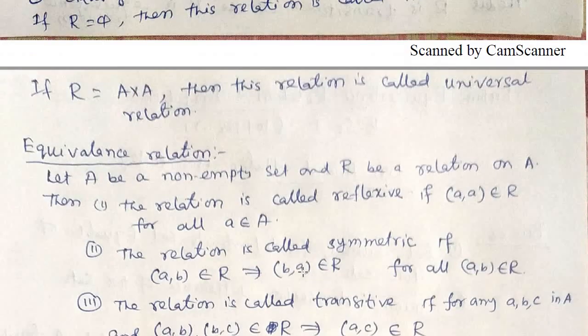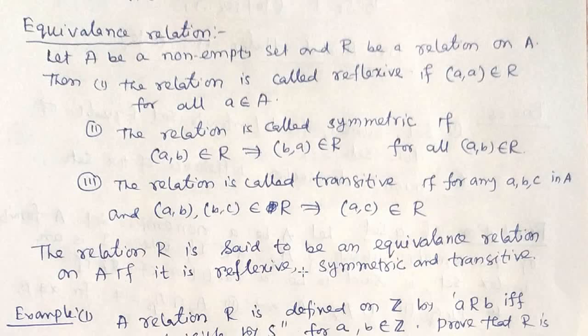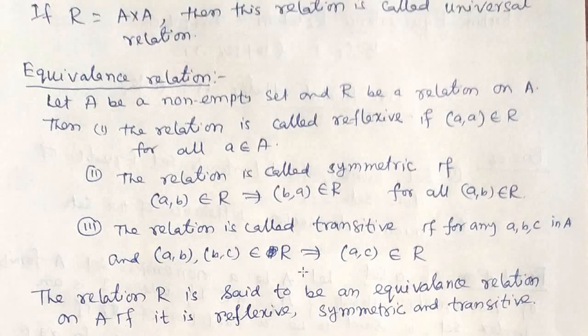Now come to the definition of equivalence relation. This also we have studied in intermediate. Let A be a non-empty set, and a relation R is said to be reflexive if (a, a) belongs to R for all a belongs to A. For every element of A, the element of type (a, a) will belong to R. Then that R is called reflexive.